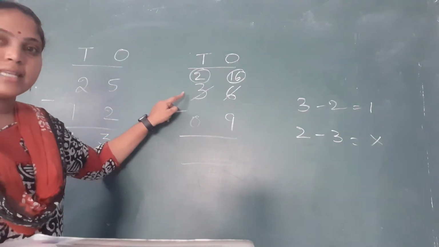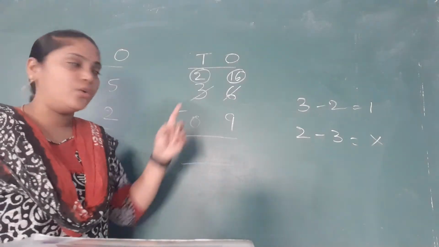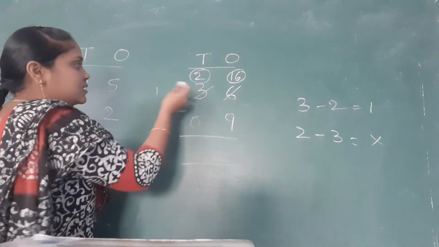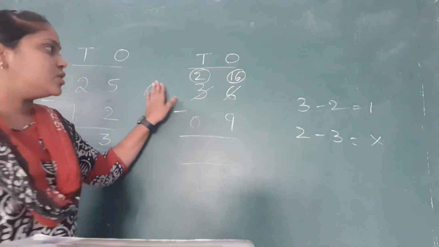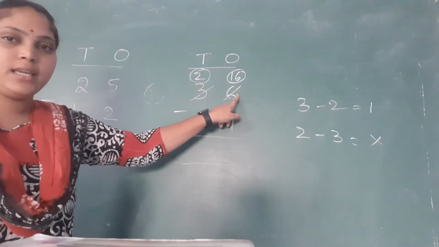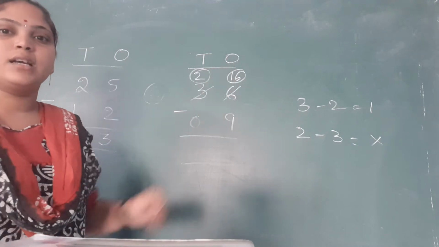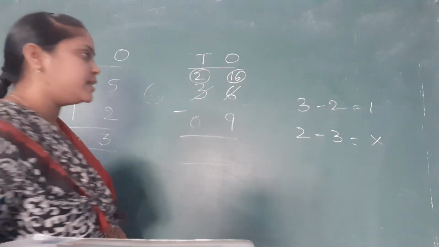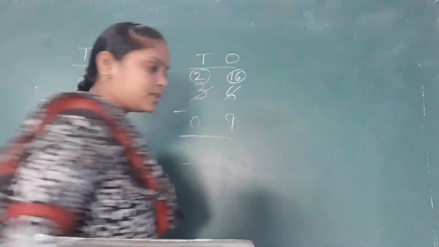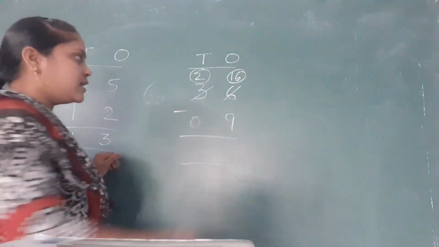Now add this 10. Here we have taken 1 ten, not 1 here, children. This is for the 10's place. Here we are taking 10, so that's why I am adding 10 here. So 10 plus 6, 16. Now do subtraction. 16 minus 9. So how do we subtract 16 minus 9?